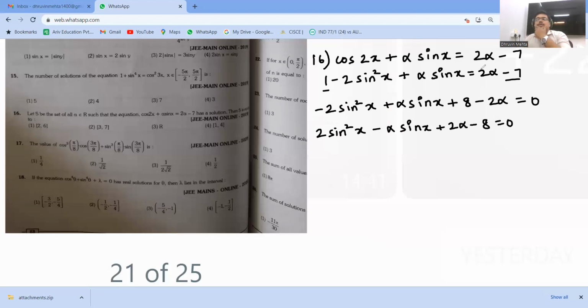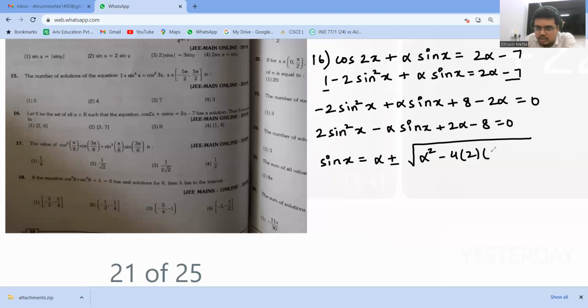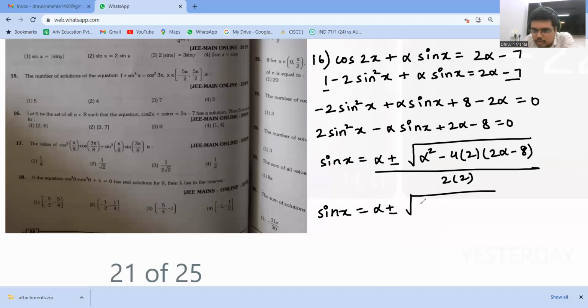ठीक है. Now here Arush, this is a quadratic in sin x. यहाँ से अगर हम sin x का वैल्यू फाइंड करें यूजिंग द क्वाड्रेटिक फॉर्मूला मेथड, we will get alpha plus minus root of alpha square minus 4 into 2 into c upon 2 into 2. तो इसको थोड़ा सॉल्व करते हैं. sin x is equal to alpha plus minus root of alpha square minus 16 alpha plus 64.